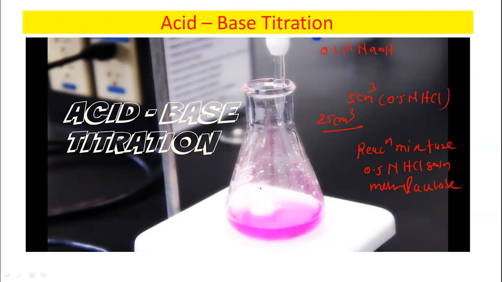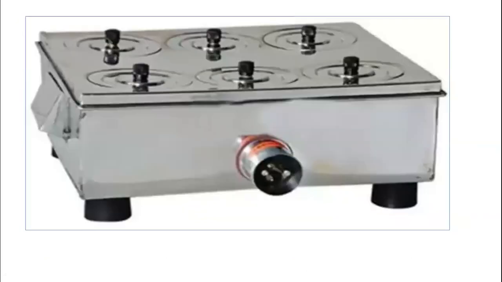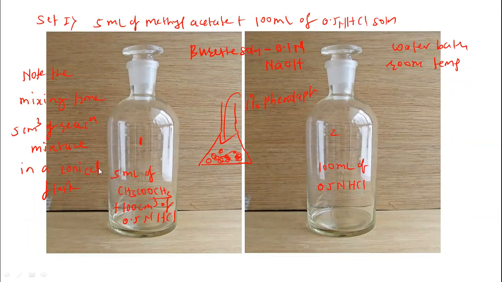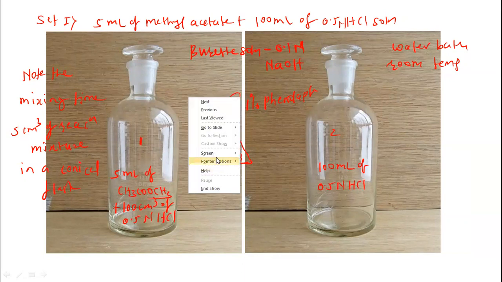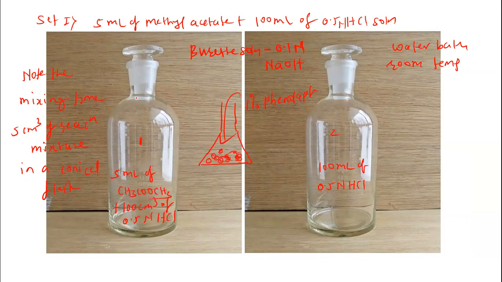After a 5 minute interval, once again we have to take 5 ml of the reaction mixture. In that 5 minute time, some reaction takes place. Hydrolysis of the methyl acetate takes place, and the products of the hydrolysis reaction are acetic acid and methanol. So there is formation of the product, acetic acid.